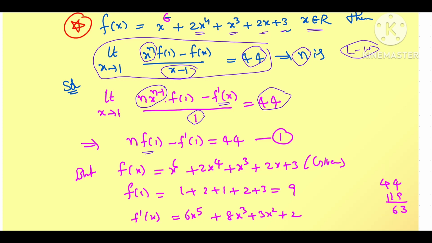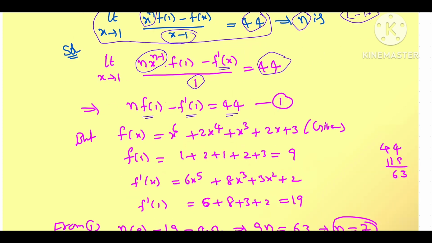So f of x is what is given: x to the power 6 plus 2x to the power 4 plus x cube plus 2x plus 3. First, we have to find f of 1 as well as f dash 1. First, in the place of x, write 1. What do we get here? f of 1: 1 to the power 6, 1, 2, 1. Total value how much here? 9, f of 1.